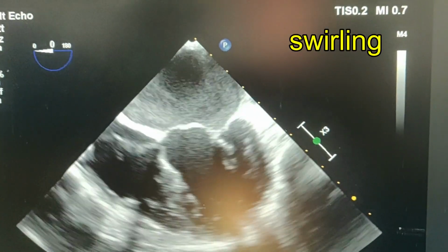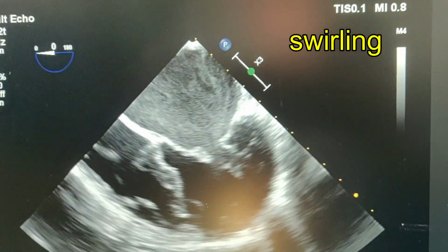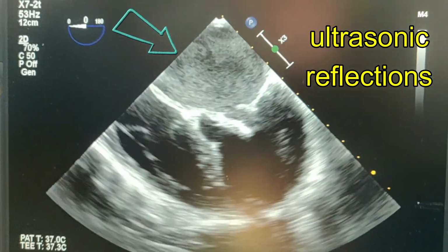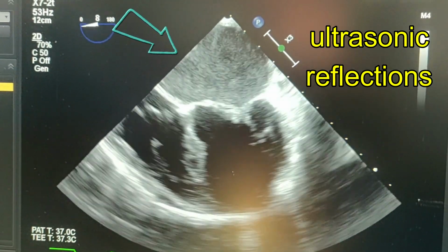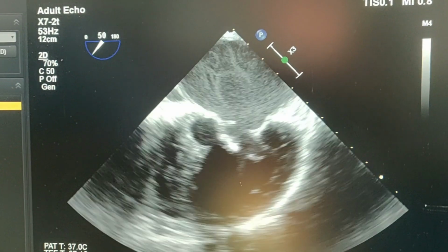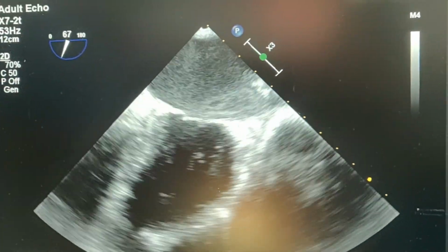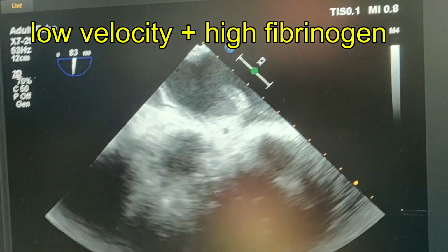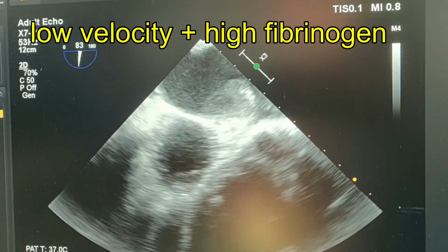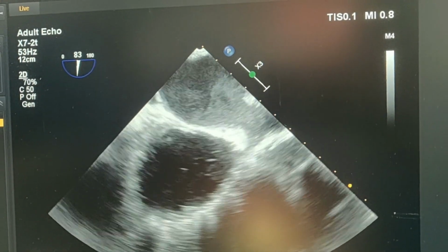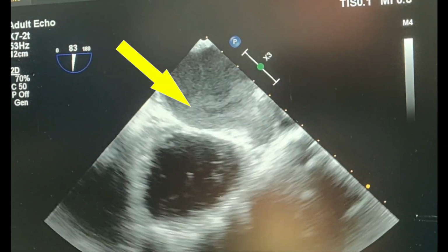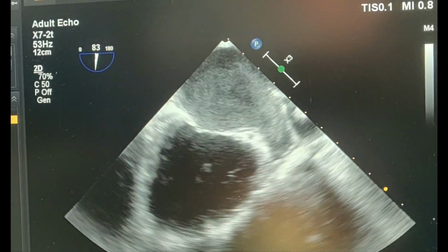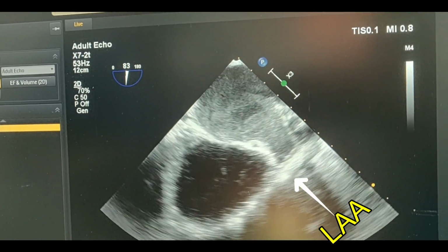Now, this is a case of swirling of blood within the left atrium. This is the ultrasonic reflection of aggregates of blood within the left atrium, probably red cell aggregates and fibrinogen, seen in patients only with severe mitral stenosis. And here the velocity is low because of mitral stenosis, and hence you are seeing this LASEC. The left atrial appendage is free, this swirling of blood within the left atrium. And you don't see this in patients with severe mitral regurgitation because the velocity of blood is quite high.